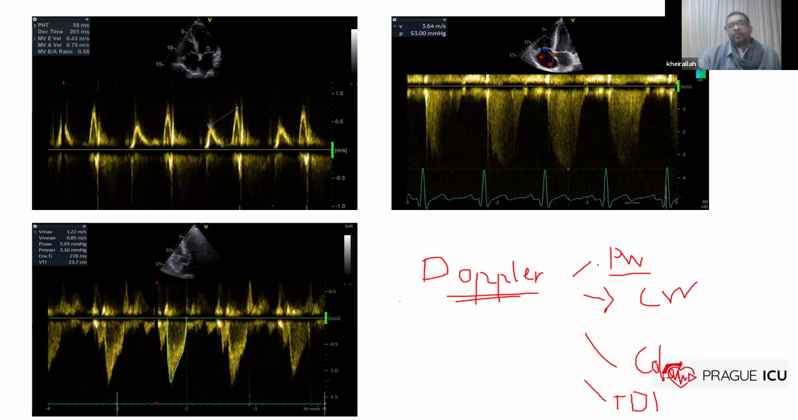PW stands for pulse wave Doppler, like this one here, interrogating the mitral inflow. And in here, interrogating the LVOT, okay? And we also have CW, which is continuous wave Doppler, like in here, for high velocities. Here is interrogating the TR signal, okay? We also have color Doppler and TDI.